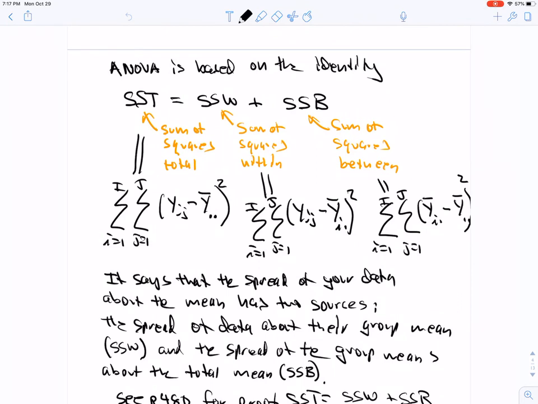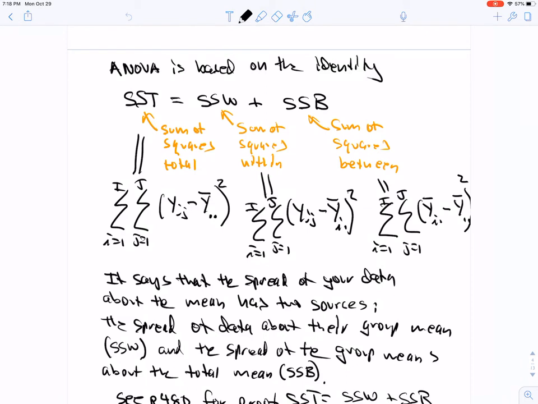And ANOVA is based on this very important identity that we'll see several times in this course, in particular ANOVA and regression. So the sum of squares total is the sum of squares within plus the sum of squares between. The sum of squares total is you're summing over i's and j's, and you're looking at the difference of the Yij's from the total mean, that difference squared.